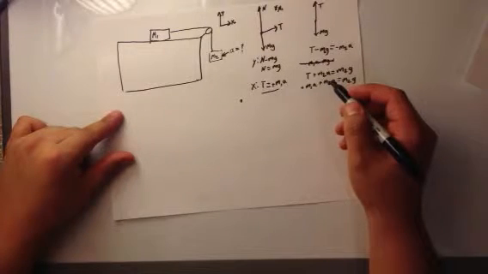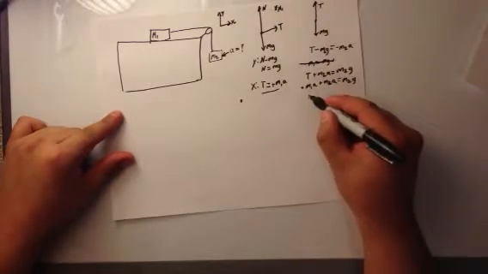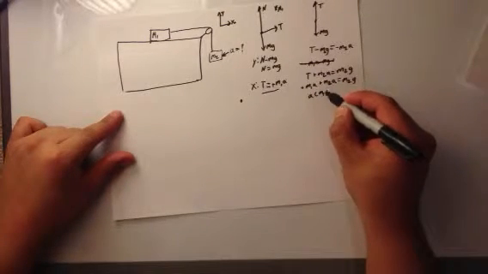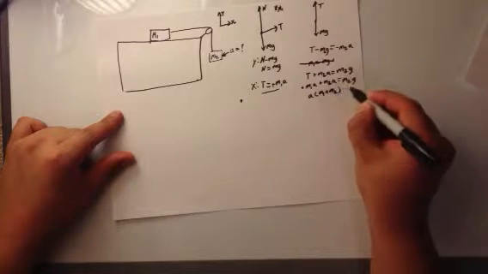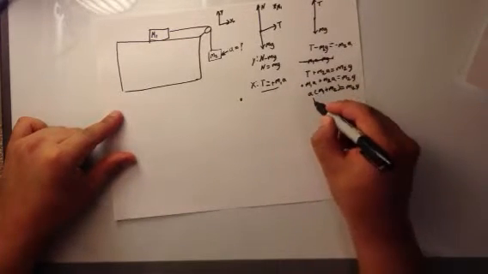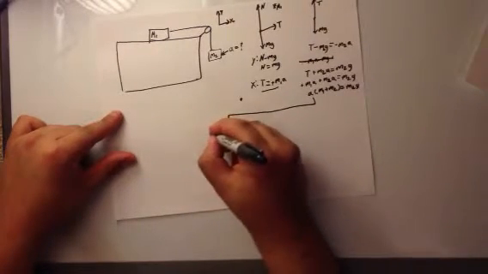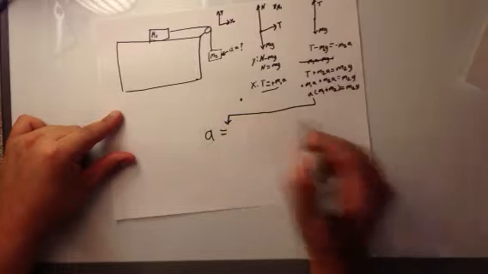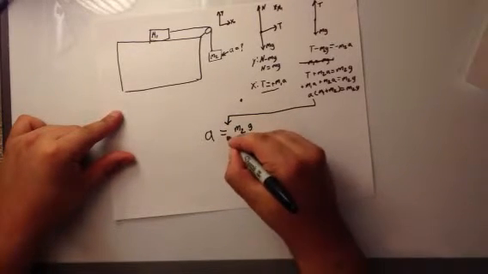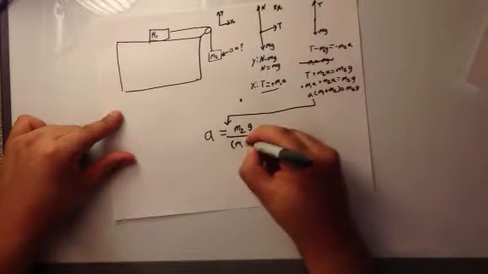So then they want the value of acceleration, right? So then we're going to go A times M1 plus M2 equals m2g. I'll write this real big over here. That means A equals m2g all over m1 plus m2.